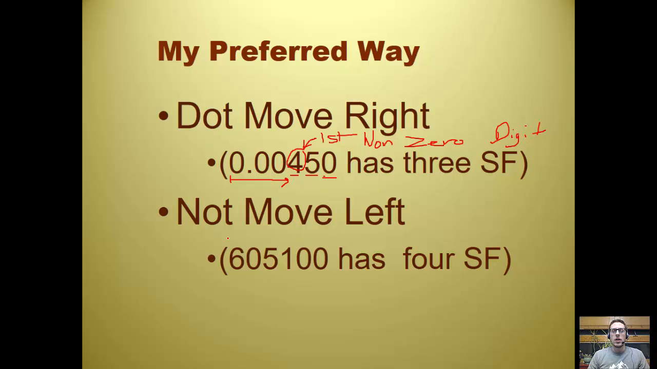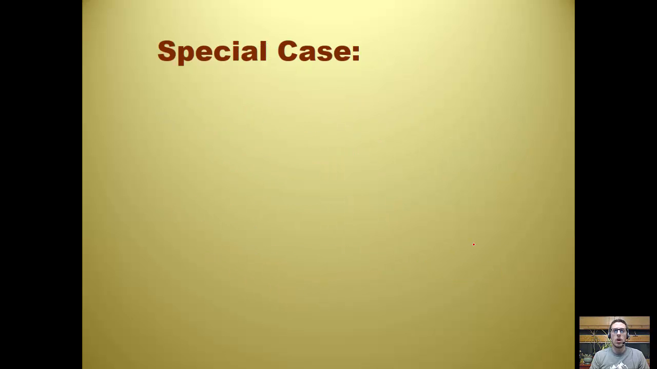Now, if you don't have a dot, you don't have a decimal, you move left. Meaning we got to start over here. So we're going to move here. We're going to go to the left until we hit our first non-zero digit, which is the 1, meaning the 1, the 5, the 0, and the 6 are all sig figs. All have 4 significant figures. So let's practice this.